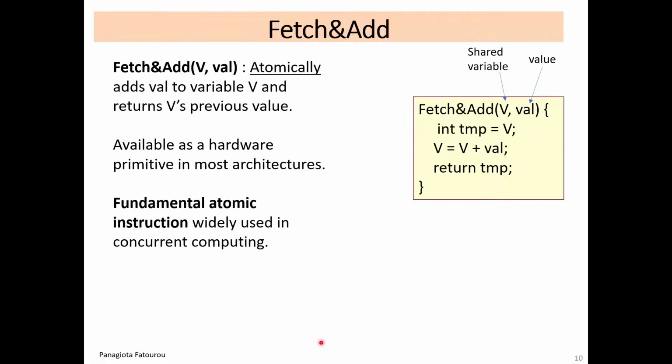Because I'm going to focus on fetch-and-add, let me give you its semantics. It takes two parameters, a shared variable v and a value val, and it atomically adds val to variable v and returns v's previous value. It is a fundamental atomic instruction. It is widely used in concurrent computing, and therefore it is also available as a hardware primitive in most architectures.